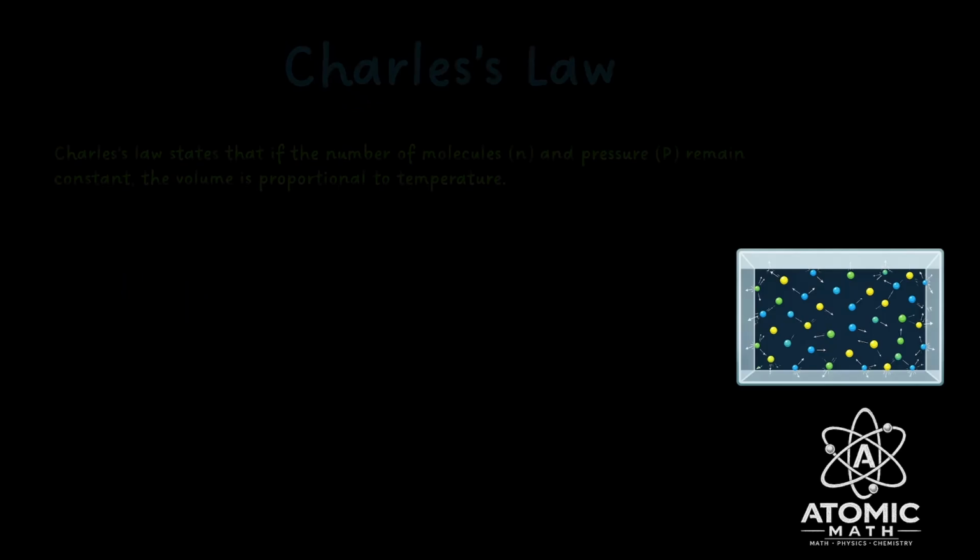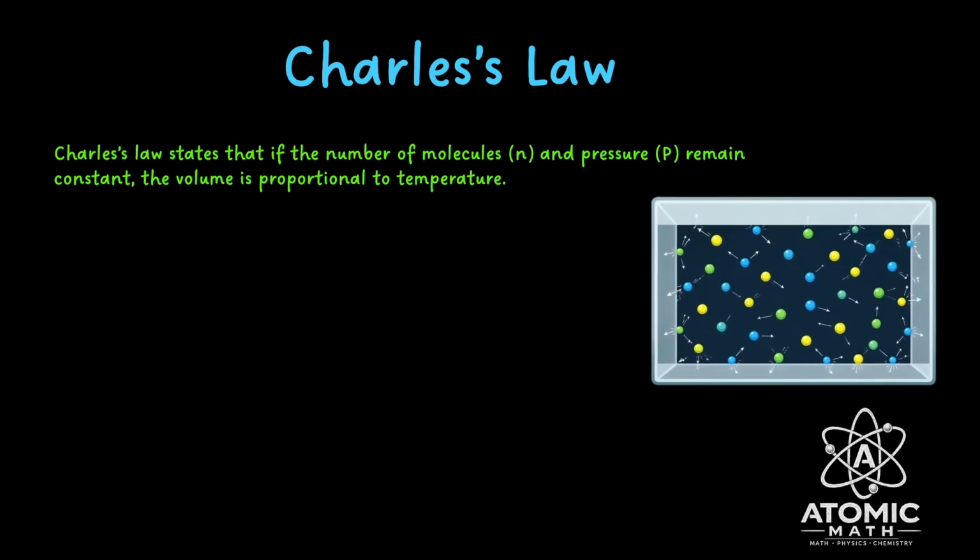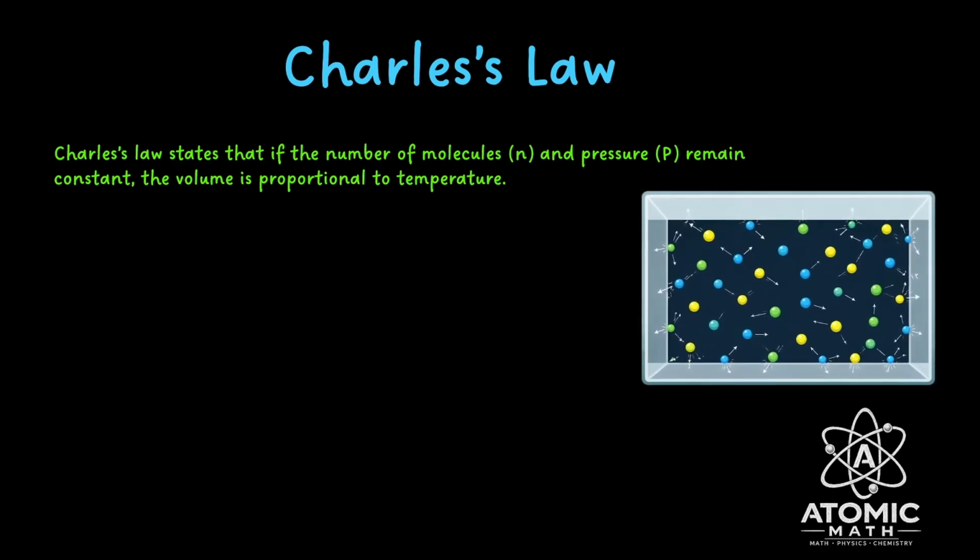The second one is Charles' law, and this states that if the number of molecules and the pressure remain constant, the volume is proportional to the temperature. So let's now make our box big again. In this case, I'm saying that the pressure can't change and the number of moles can't change. So basically, now I have these little molecules moving around in a bigger space, but they still have to hit the walls as often as they were before.